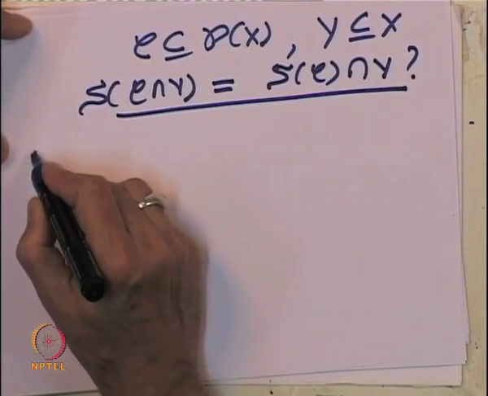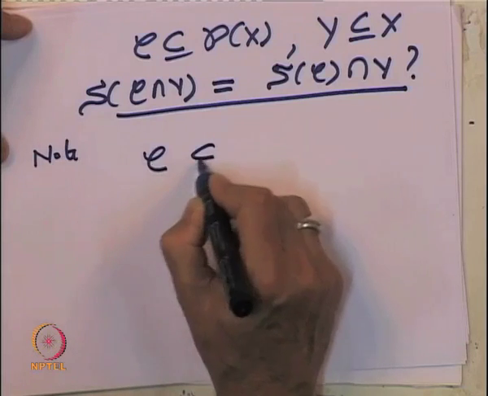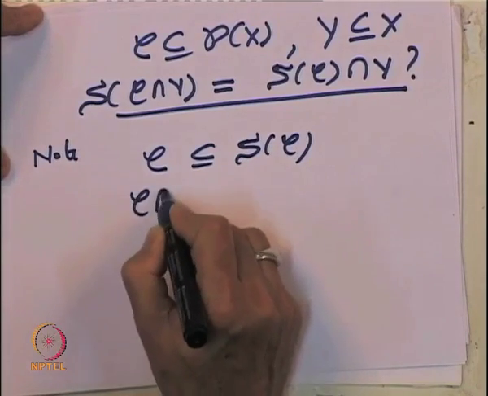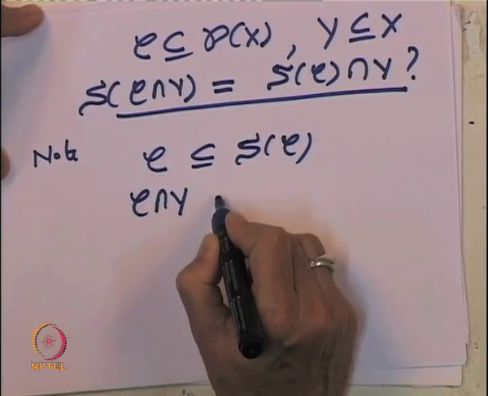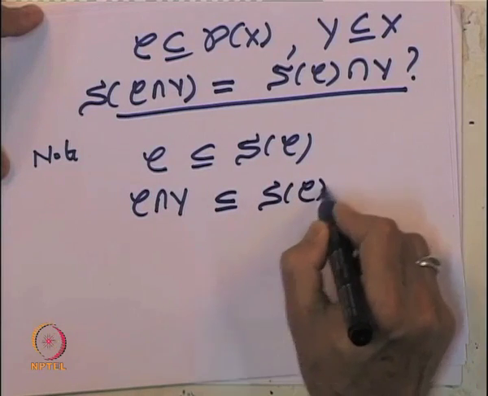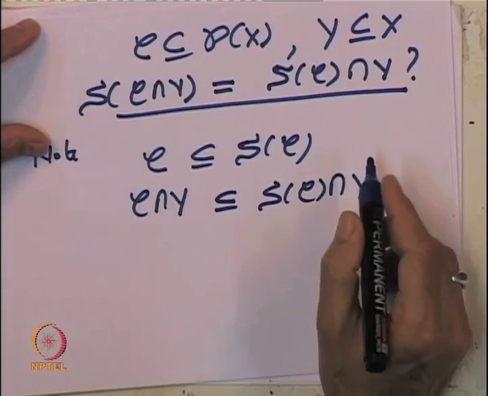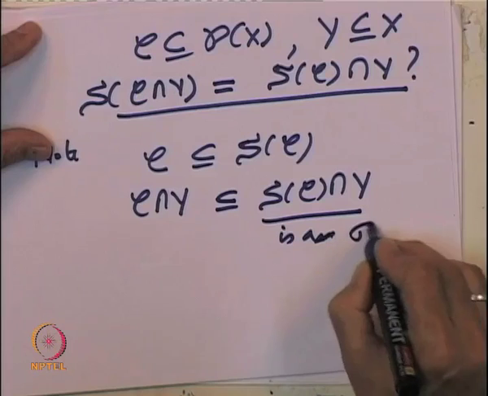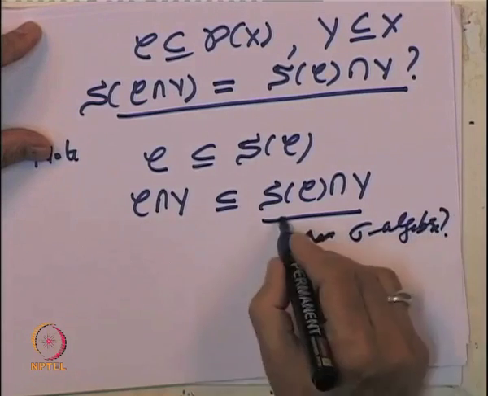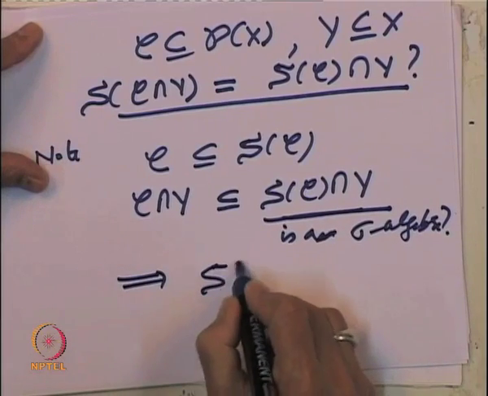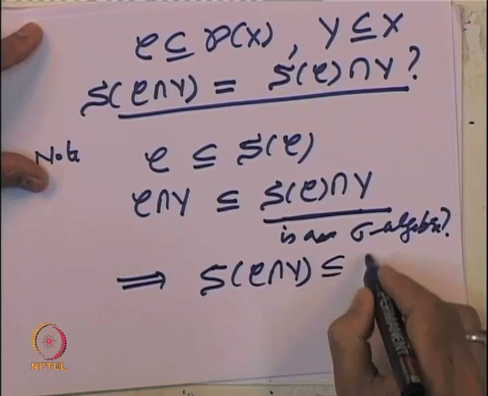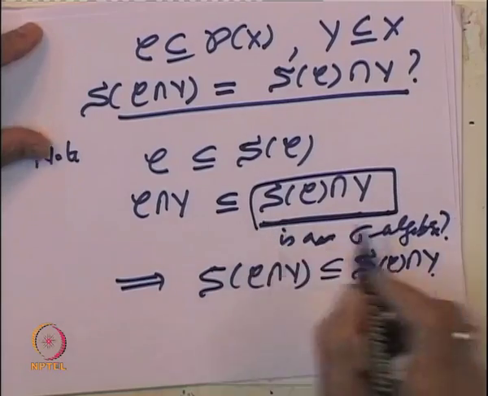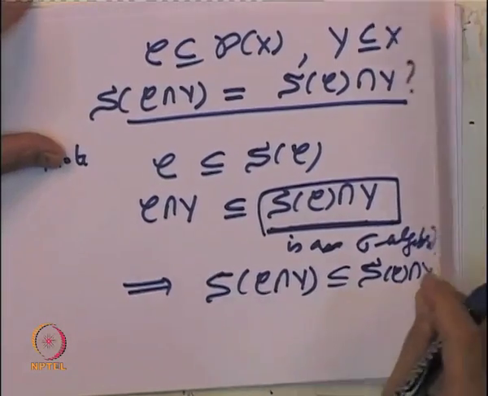So, let us observe. Note C is contained in S of C, by the very definition. So, if I look at C intersection Y, the intersection of these sets is going to be inside S of C intersection Y. And if I can show that this is a sigma algebra, then I would have that S of C intersection Y will be inside S of C intersection Y. So, one should try to show that this is a sigma algebra.